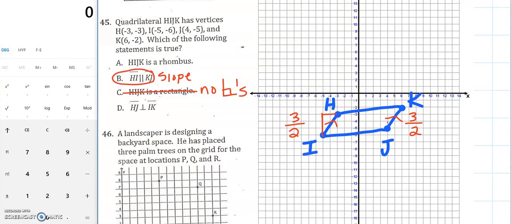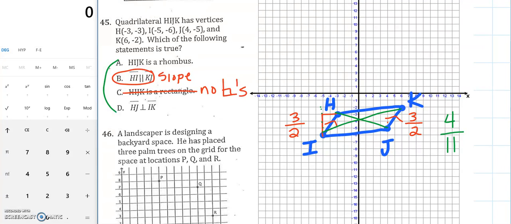Now for the next one, for D, it says HJ is perpendicular to IK. All right, so they're talking about the diagonals. Now, if these 2 diagonals are perpendicular, then that means it's a rhombus, because a rhombus has perpendicular diagonals. It's a parallelogram shape that has perpendicular diagonals. Now let me check to see if these 2 diagonals are perpendicular. So to go from I to K, I'm going to rise up 1, 2, 3, 4. So my rise is a +4. And my run, I'm going over from -5 to a +6. So I'm going to count to the right 11 boxes. So my slope is +4/11.